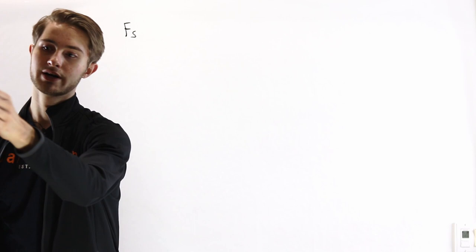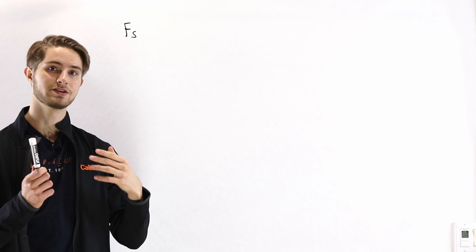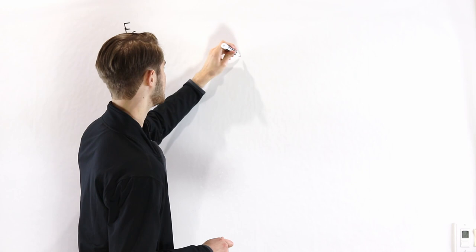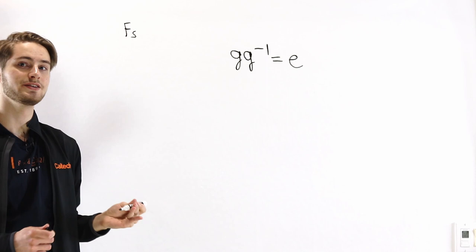The only difference is, when we look at a group, we also have to satisfy the group axioms. So in the case of a free group, we always need to have, for example, G times G inverse equals the identity. That never changes because we need it to be a group.